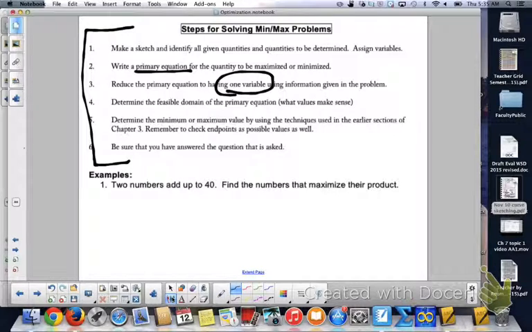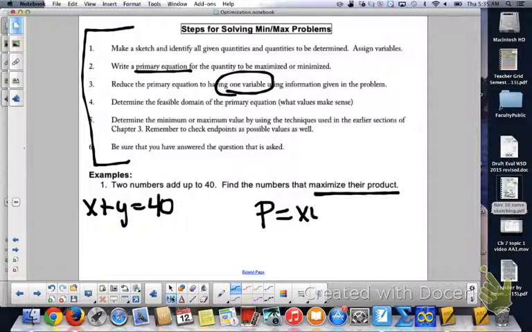So, two numbers add up to 40. Well, let's take two numbers, x plus y equals 40. Find the numbers that maximize their product. We want to maximize their product. So that equation, product equals x times y.